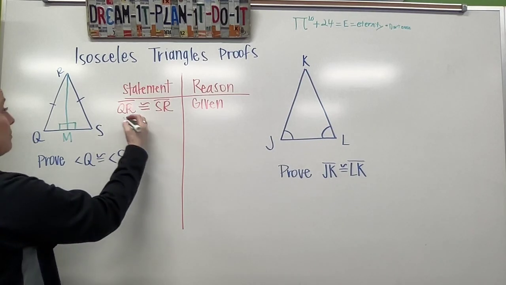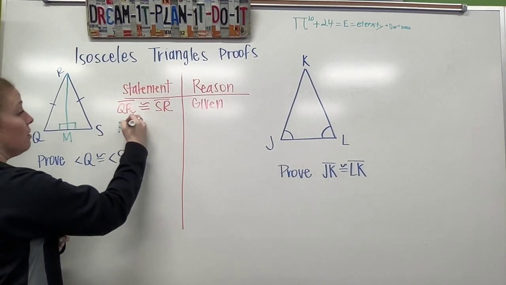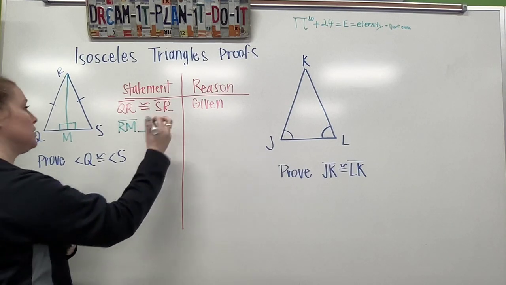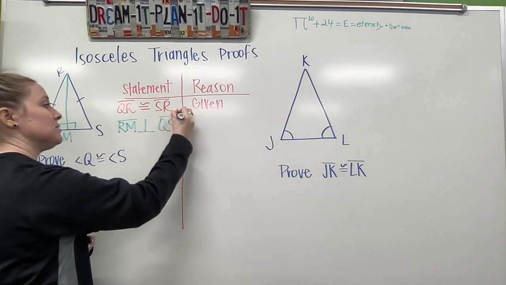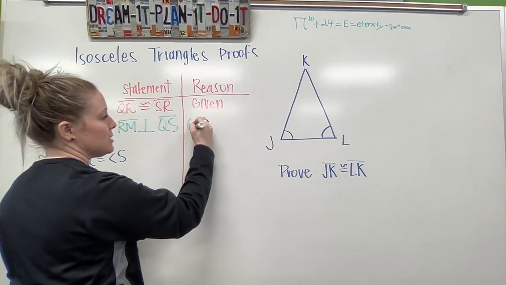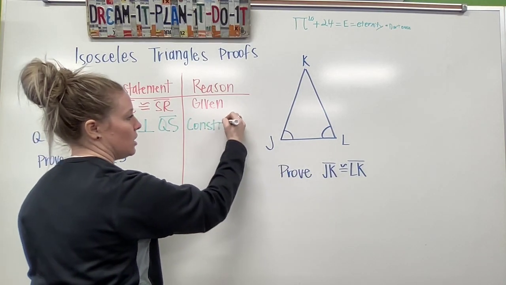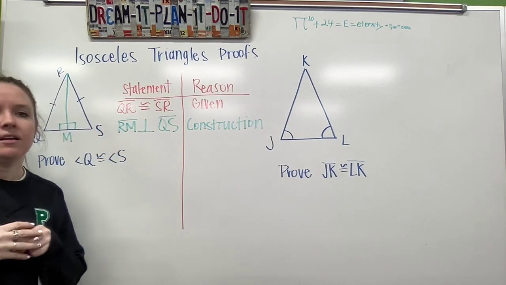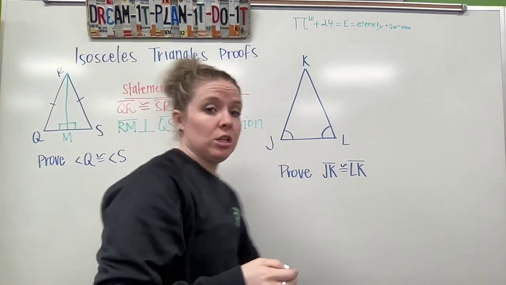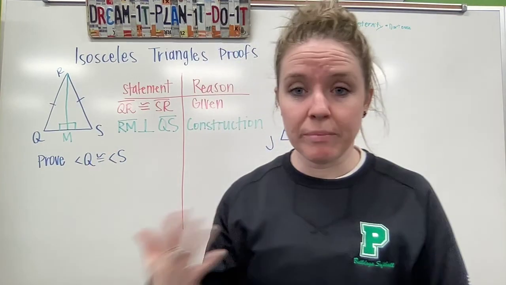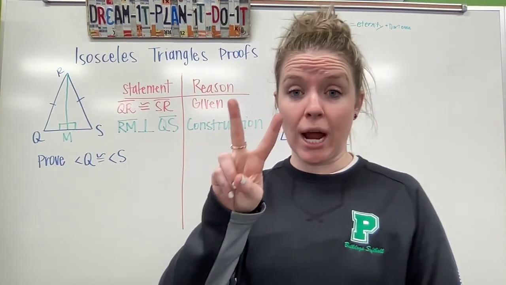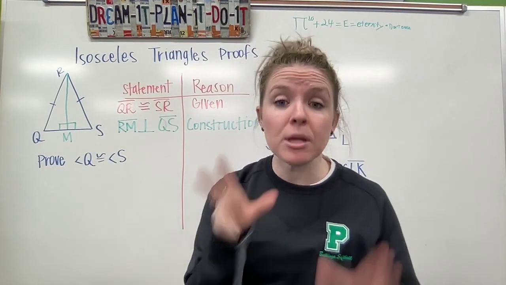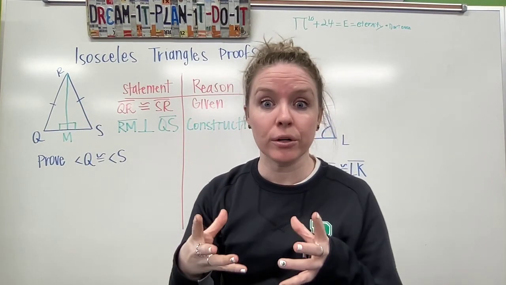All right, so I'm going to make that statement. Side RM is perpendicular to QS. The reason I know that is because I made it so. I constructed that perpendicular line. So now I can use that line with my proofs. Now I have two triangles, this side and this side, and I'm going to prove that those two triangles are congruent.